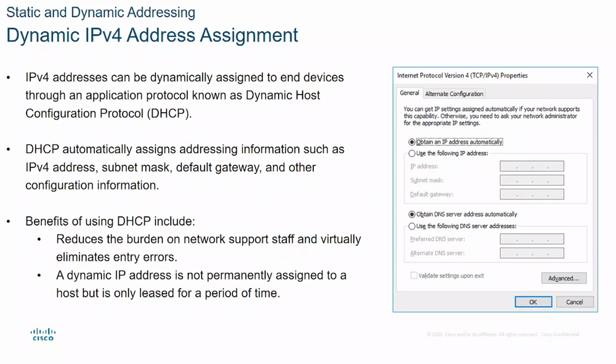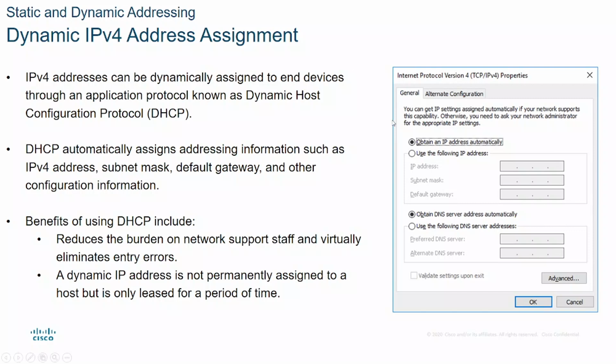But the dynamic can be assigned to end devices through an application protocol known as the Dynamic Host Configuration Protocol. So DHCP automatically assigns addressing information such as IPv4 address, subnet mask, default gateway, and other configuration information. The benefit is that it reduces the burden on network support staff and virtually eliminates entry errors. A dynamic IP address is not permanently assigned to a host, but is only leased for a period of time.